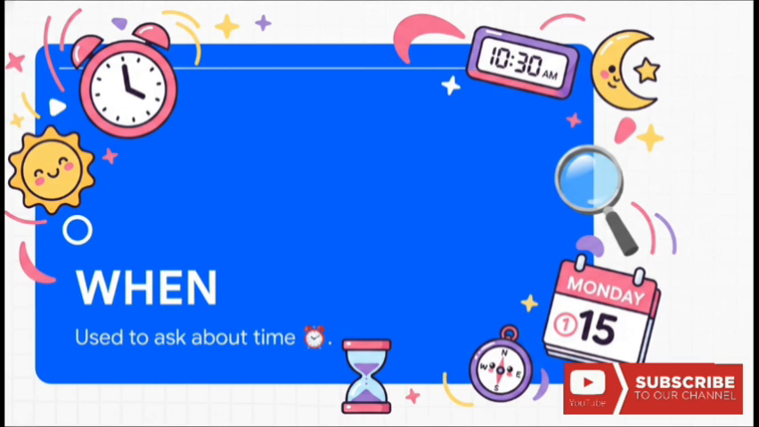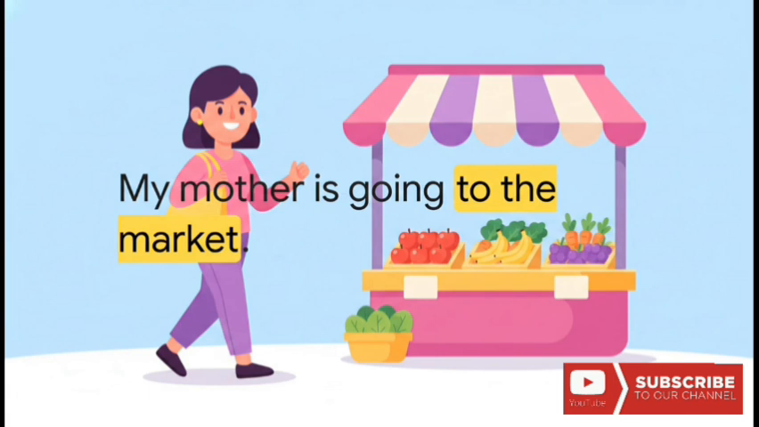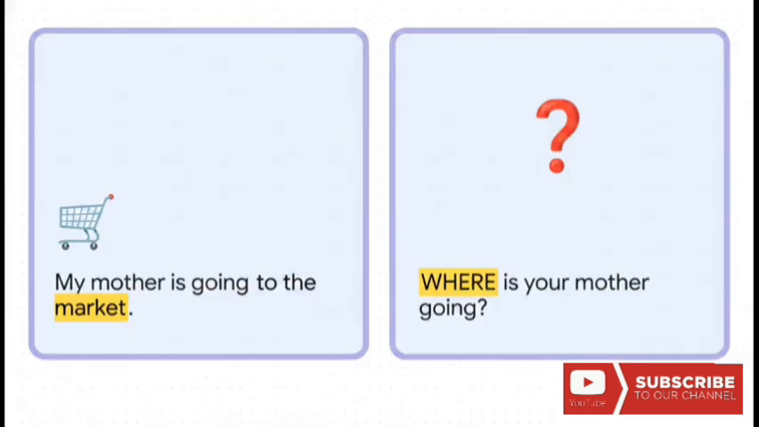Think of it as your temporal compass in the English language. Shifting gears a bit, let's look at a scenario involving movement and destination. My mother is going to the market. Now we have the person, we have the action, but crucially here we have the location. That colorful market is the final endpoint of her journey. And this brilliantly illustrates our next tool.